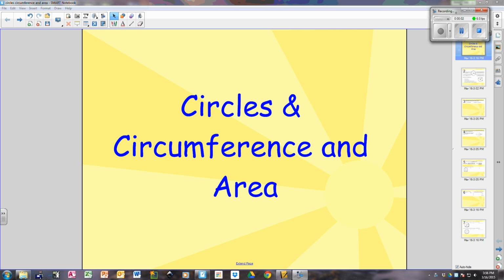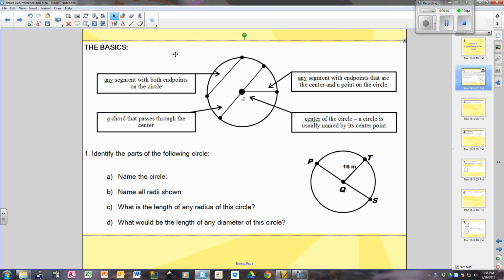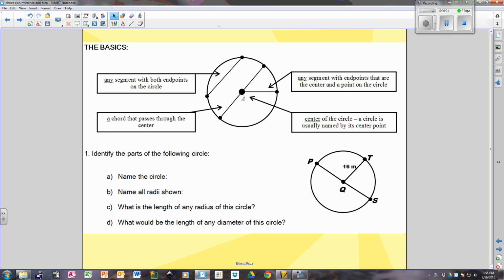Okay, so we're starting a new unit now. We're going to take a look at circles. This should be fairly easy. Beginning lesson, nothing major, but please make sure that you do become familiar with the vocab that you're going to need to complete the unit. All right, so first off the bat is we've got the basics.